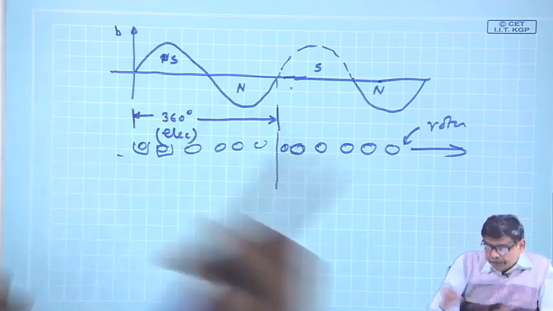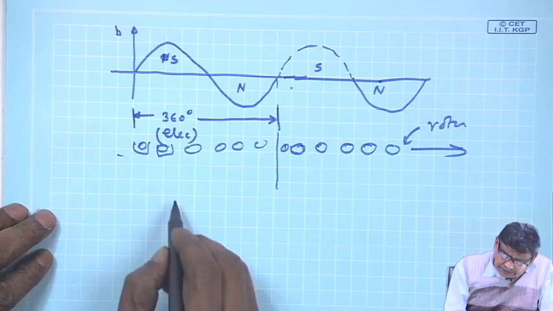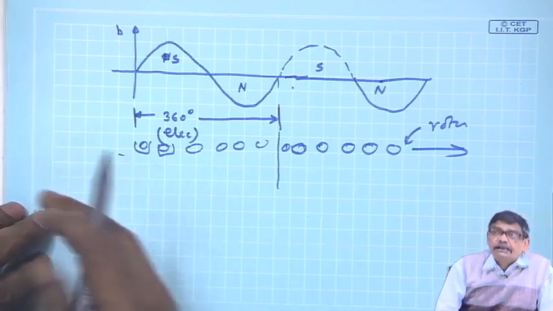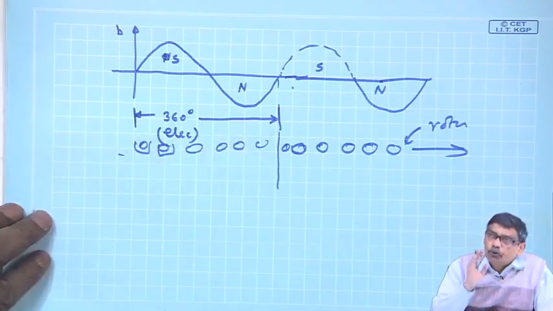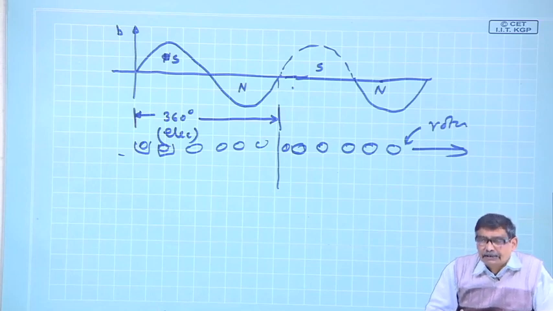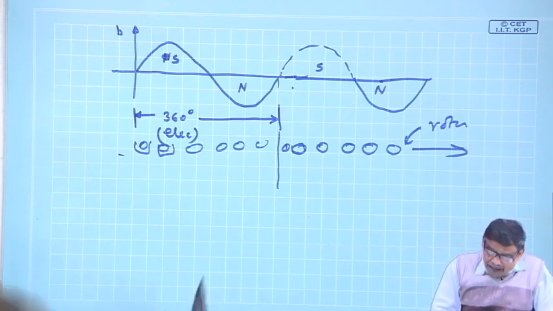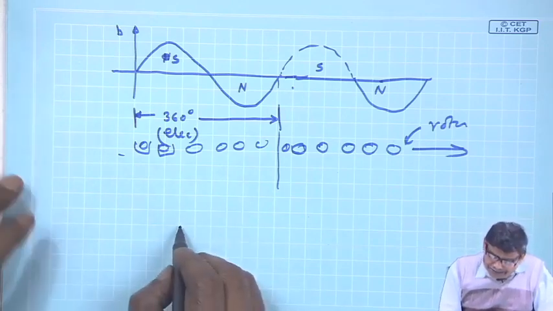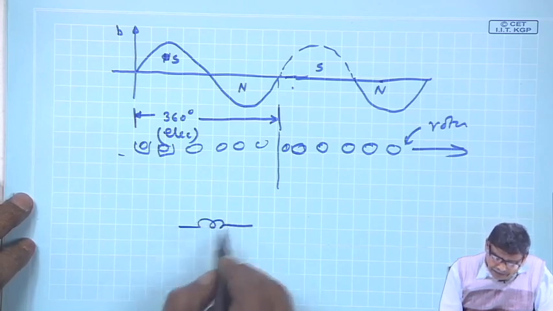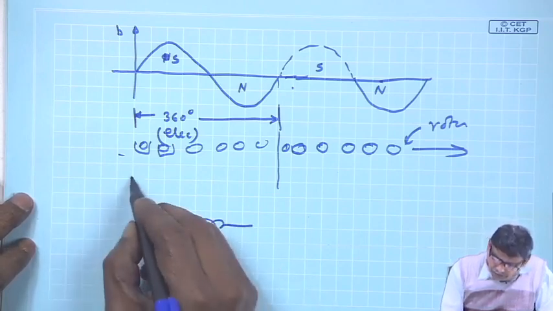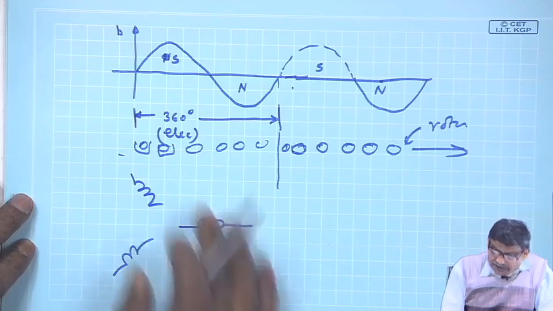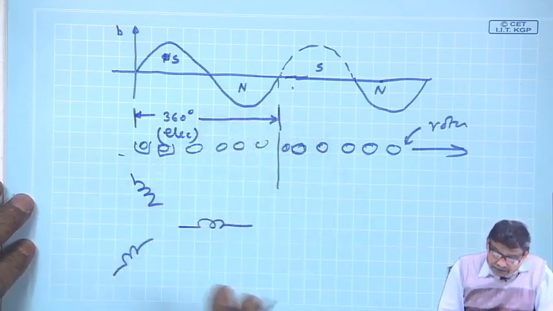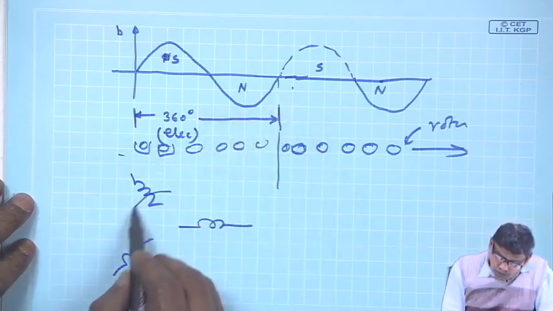That is why people draw like this, they draw everything in electrical degrees and show only a pair of poles, as if it is a 2-pole machine. And they will draw like this: this is the R phase coil, this is the Y phase coil. We will tell about these things later, I am just giving you the idea.